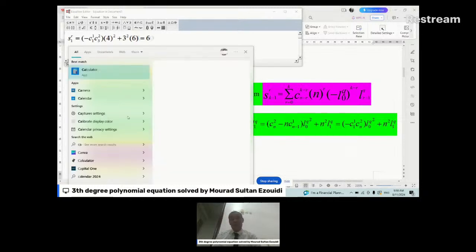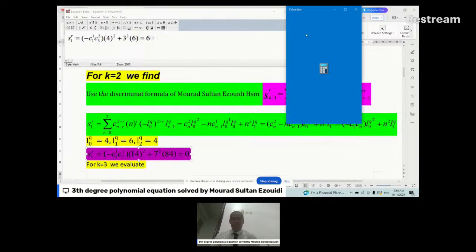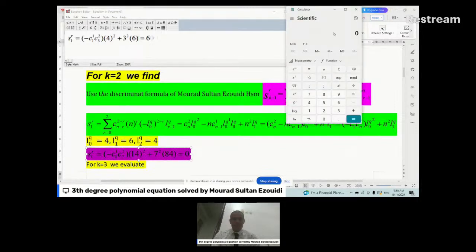Don't use the current method. There is a mistake inside it, okay? It will never give you exact roots, but calculators or MATLAB or GeoGebra, they use graphs and they use trial, okay? So it will be negative 3 times 16 plus 9 times 6. This one is equal to 6, okay?